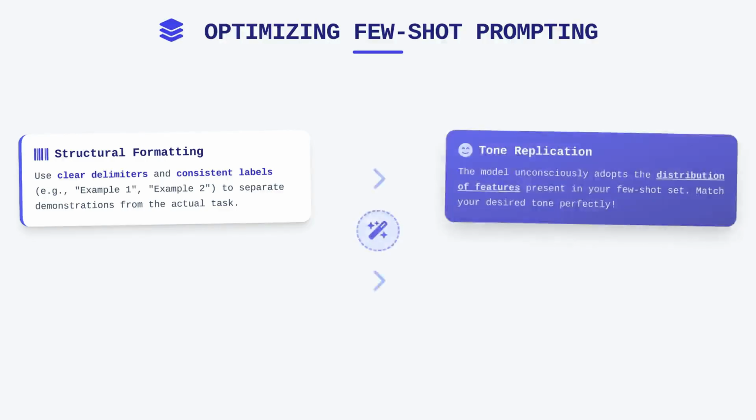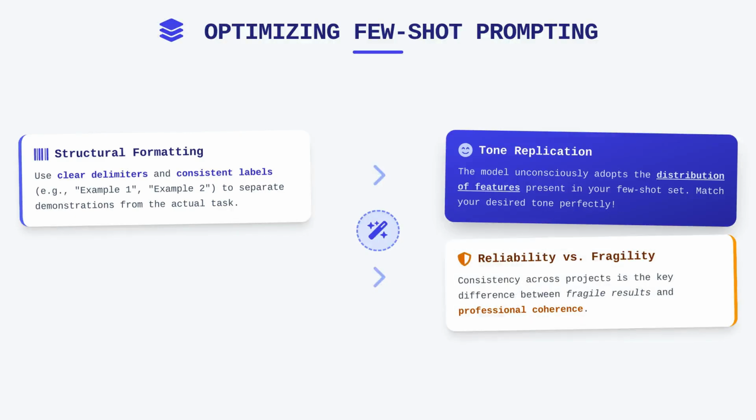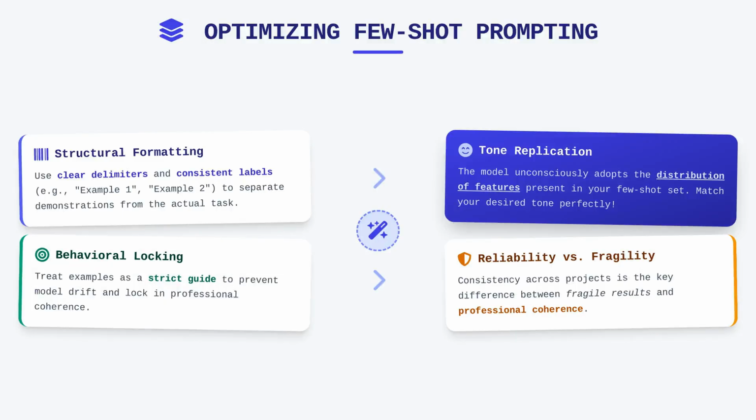If you're aiming for a specific tone, ensure that your examples reflect that tone perfectly, as the model will unconsciously adopt the distribution of the features present in your few-shot set. Maintaining this consistency across long-running projects is often the difference between a system that produces fragile results and one that demonstrates reliable, professional coherence. By treating these examples as a strict guide, you lock in the desired behavior and prevent the model from drifting into unwanted linguistic territory.